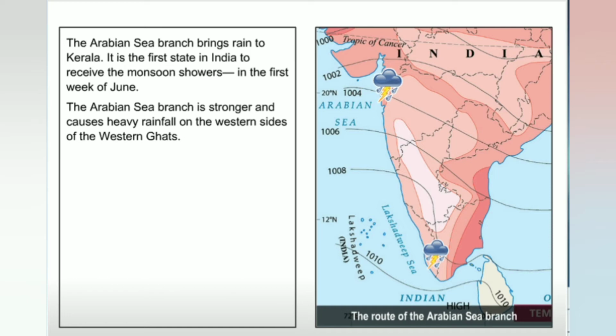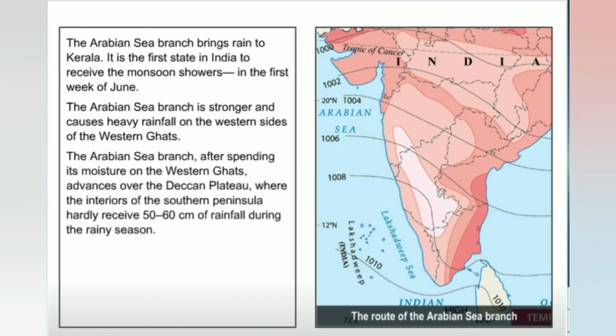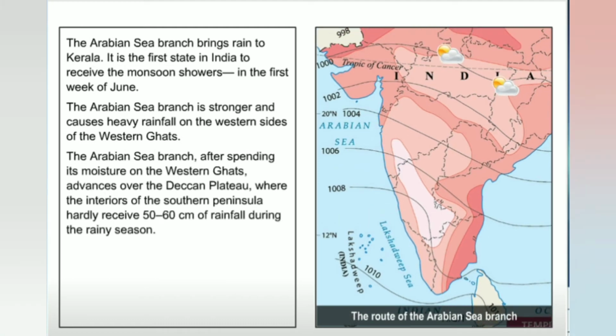The Arabian Sea branch is stronger and causes heavy rainfall on the western sides of the Western Ghats. The Arabian Sea branch, after spending its moisture on the Western Ghats, advances over the Deccan Plateau, where the interiors of the southern peninsula hardly receive 50 to 60 centimeters of rainfall during the rainy season.